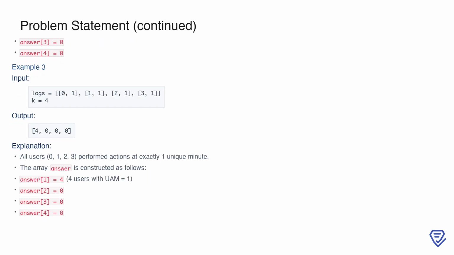In a third example, consider the logs array [0,1], [1,1], [2,1], [3,1], with k equal to 4. In this case, all users, IDs 0, 1, 2, and 3, perform actions at exactly one unique minute. This means each user has a UAM of 1. When we construct the answer array, answer 1 will be 4 because there are 4 users with a UAM of 1. The rest of the entries in the array, answer 2, answer 3, and answer 4, will all be 0 because no user has UAM values greater than 1. The resulting output is 4, 0, 0, 0.